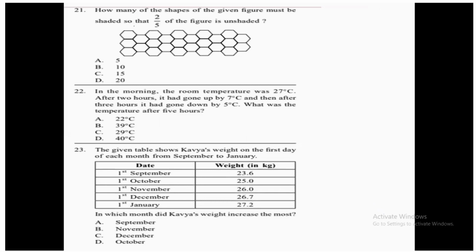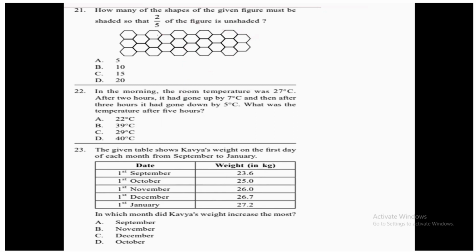Next question is question number 21. The question says: how many of the shapes of the given figure must be shaded so that 2 by 5 of the figure is unshaded? So how much of this figure do I need to shade so that my fraction becomes 2 by 5? 2 by 5 of the figure becomes unshaded. So how many do I need to shade?